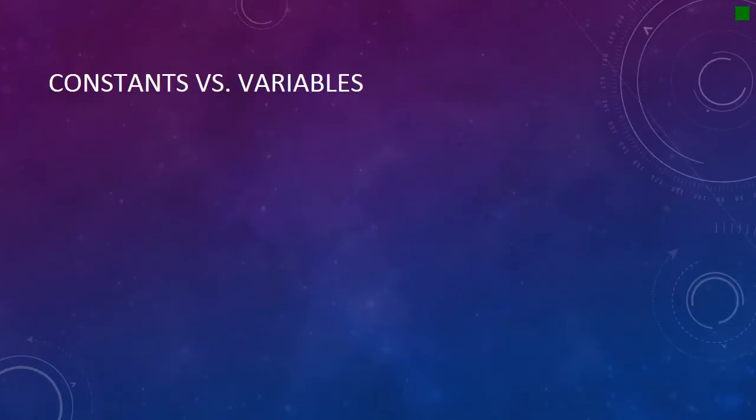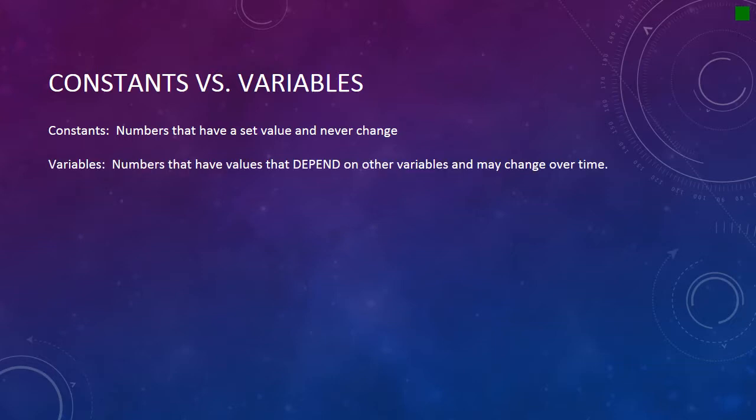In this physics class, we're going to encounter two main types of numbers, constants and variables. Constants are numbers that have a set value and they never change. So something like the speed of light in a vacuum or the number of inches in a foot, those are constants and they don't depend on anything else in the physical world. Variables are numbers that have values that depend on other variables and they can change over time. They're affected by other things in the physical world.